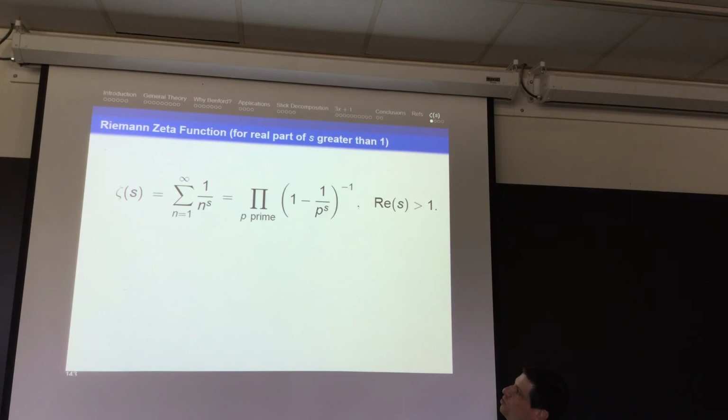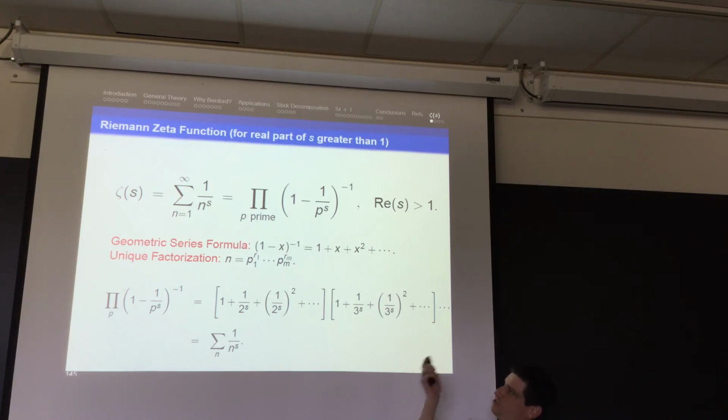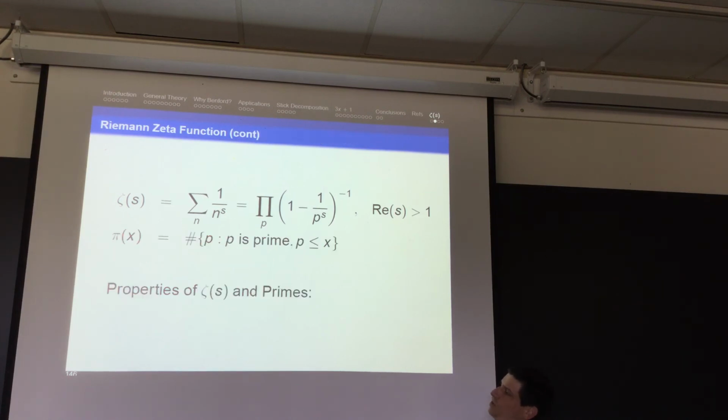Zeta of s, we've seen this before, a product over primes. You might recognize these slides. Here's the geometric series formula, unique factorization. This gives you the proof of the product formula. You have to be a little bit careful about convergence, so do things when the real part of s is greater than 1. Properties with primes: if you take s going to 1 from above, the sum of 1 over n to the s converges to the harmonic series, which diverges. There must be infinitely many primes.